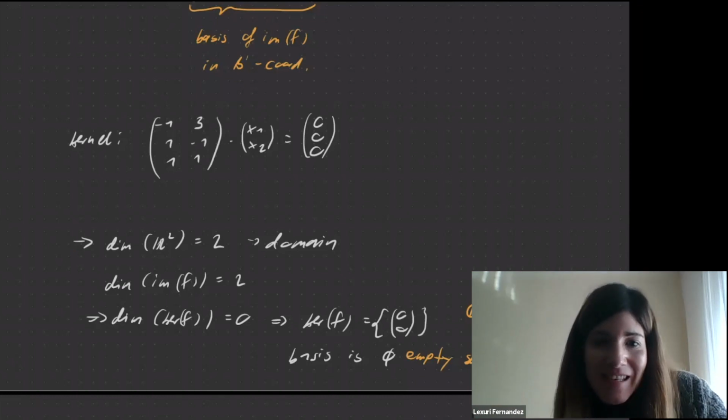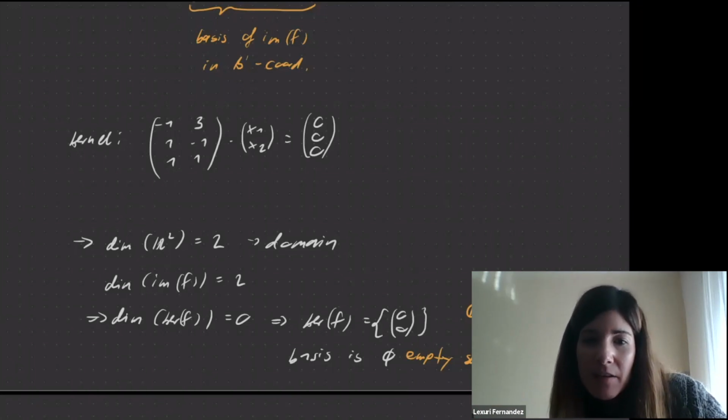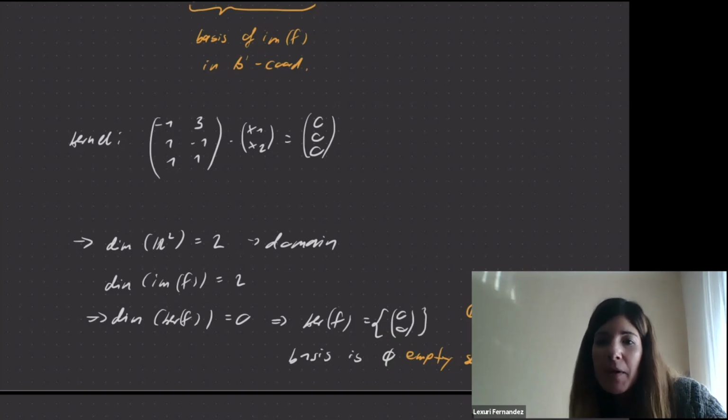One last question. It says, why is the image equal to the column space of the representation matrix?